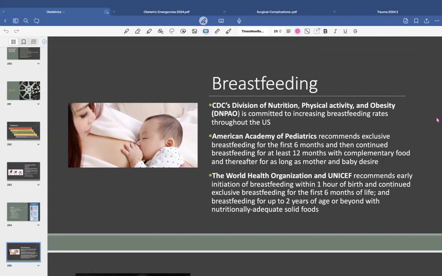The World Health Organization and UNICEF recommend early initiation of breastfeeding within 1 hour of birth and continued exclusive breastfeeding for the first 6 months of life, and breastfeeding for up to 2 years or beyond with nutritionally adequate solid food. A lot of moms say when the baby comes off the breast by itself, it's time to stop. Moms can determine on their own when they're ready to stop. Sometimes babies do it for soothing as well, and it's not even necessarily nutrition, they just want to be soothed.